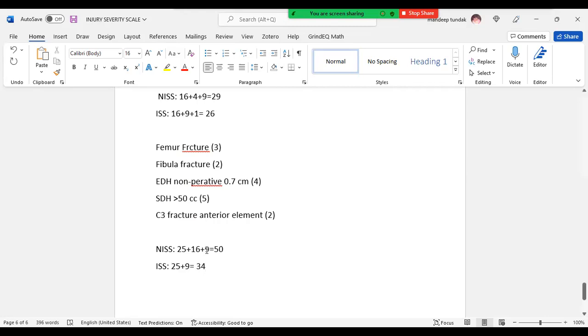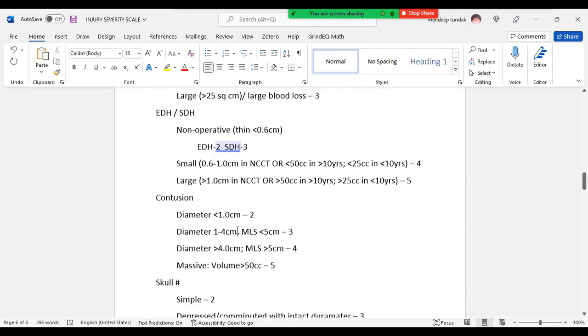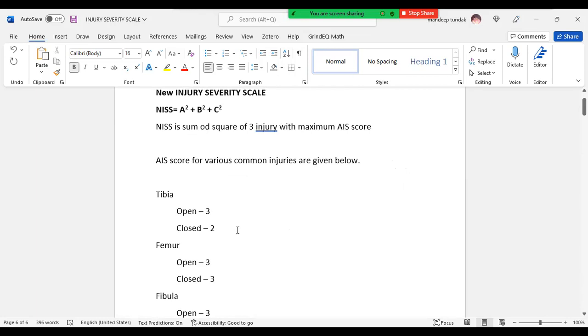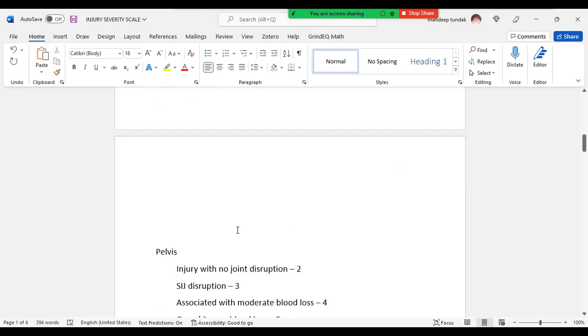Okay. So this is how we calculate NISS and ISS. And I will be sharing this PDF, whenever you are coming to trauma OT or ICU, I will be sharing this, and then you can appropriately calculate the scores.